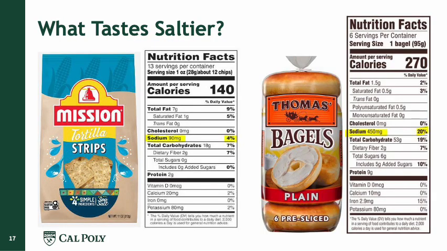So let's take an example. If I present you with these two images and ask you which tastes saltier: on our left we have Mission tortilla strips, and on our right plain bagels. If we just think about the flavor of these two products, I guess that most of you will say that the Mission tortillas taste saltier than the bagels.